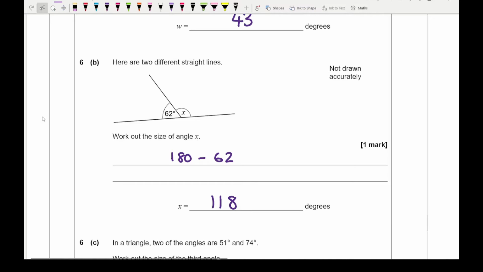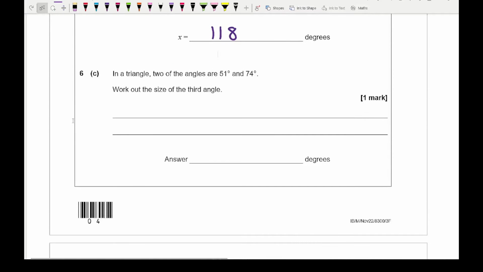It then says in a triangle 2 angles are 51 and 74 degrees. Work out the size of the third angle. Well, angles in a triangle add up to 180. So if I do 180, take away 51, take away 74, and again you can type that into your calculator, and we get an answer of 55 degrees.